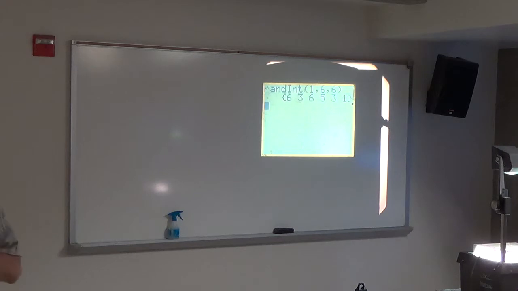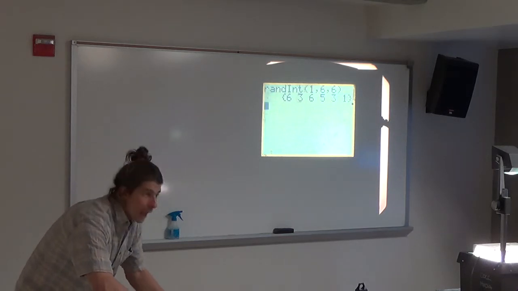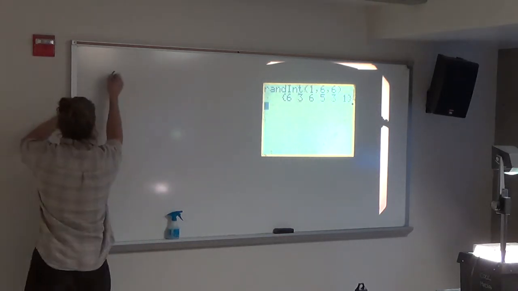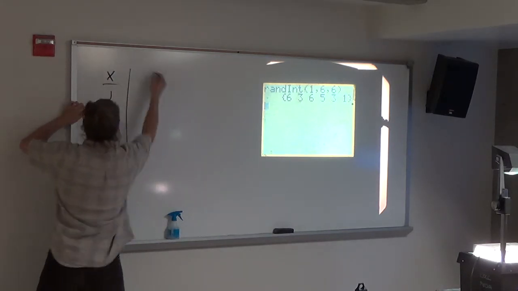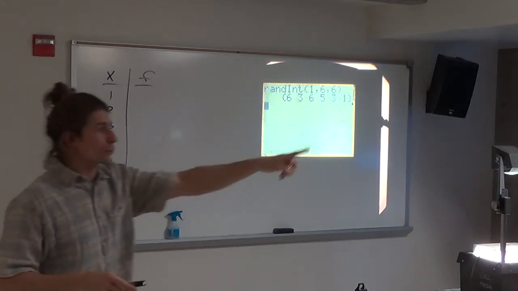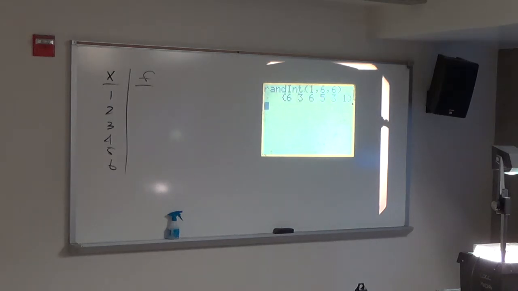Now let's do a real quick check. How many 1s did we get in total? Raise your hand, and with a number of fingers on your hand, show me how many 1s you got. I'll keep a little frequency here. X, 1, 2, 3, 4, 5, 6. F. Let's keep track. So I got 1, 2, 3, 4, 5, 6, 7, 8, 9, 10, 11, 12, 13, 14, 15, 16, 17, 18, 19, 20, 21, 22.